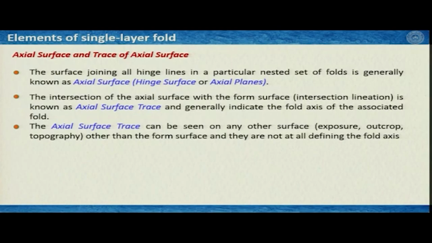The axial surface trace can be seen on any other surfaces. So, this is something very, very important, and therefore, you can see it in exposures, you can see it in outcrops or in topographies and so on, other than the fold surface. So, if you see them on any other surfaces than the fold surfaces, they actually do not define the fold axis, and this is how it works.